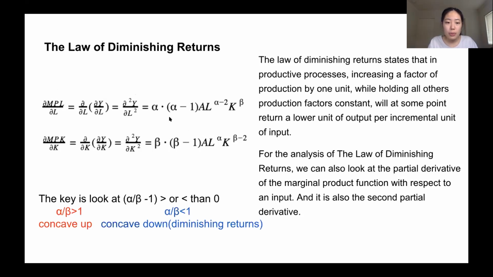Regarding our equation, except alpha or beta minus 1, which can be negative, all other terms are positive. So the key here is to look at alpha or beta minus 1, whether it's greater or less than 0. Alpha or beta greater than 1 means concave up, less than 1 means concave down. Here, that means diminishing returns.